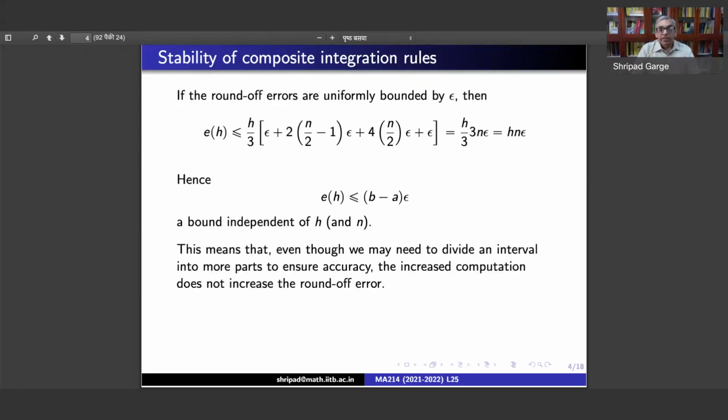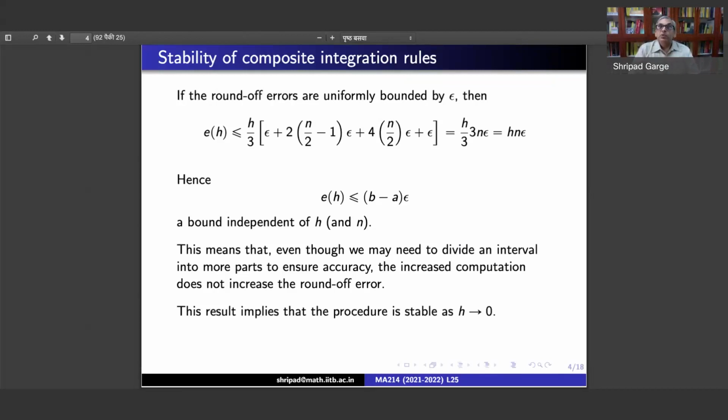Okay. So therefore, even if you divide your interval into more parts to get more accuracy, there is no increase in the round off error. The round off error remains the same, (b minus a) into epsilon. The epsilon will change slightly, but ultimately you will have a bound on epsilon because of whatever rounding off method you are using. So that bound is also fixed, and then the accumulated error is also fixed.